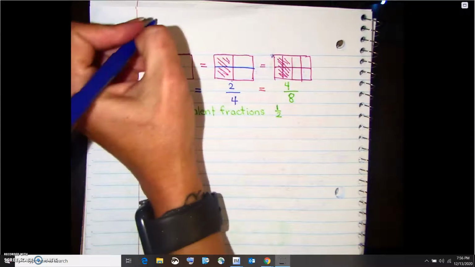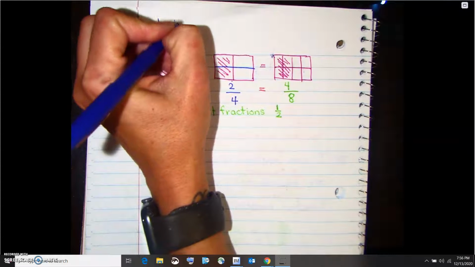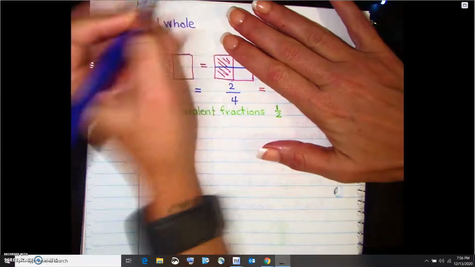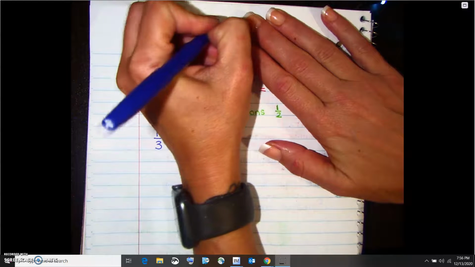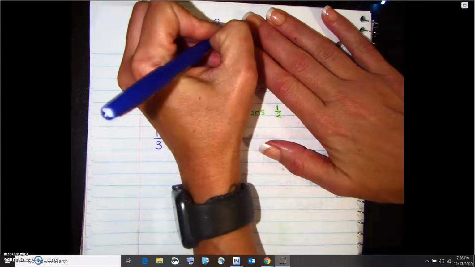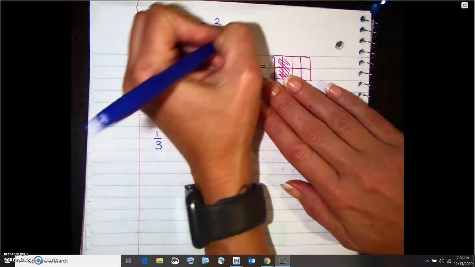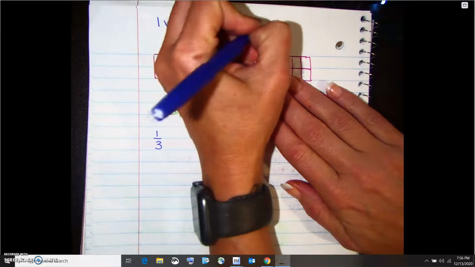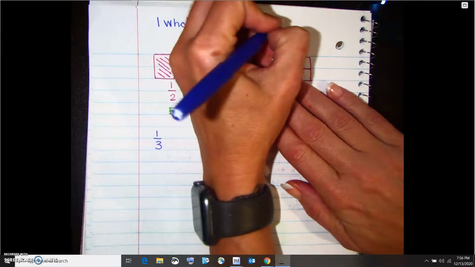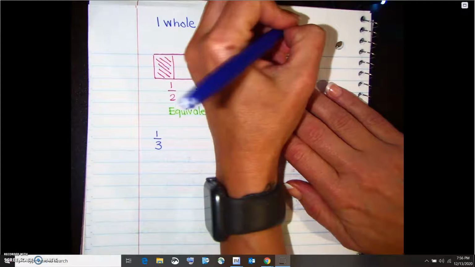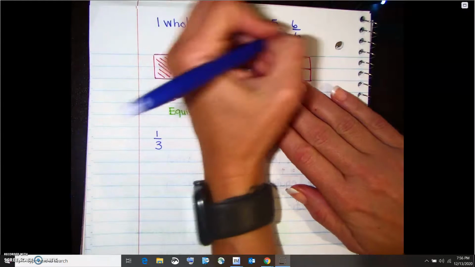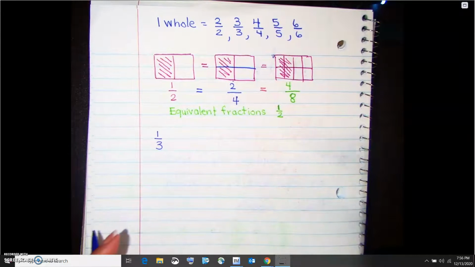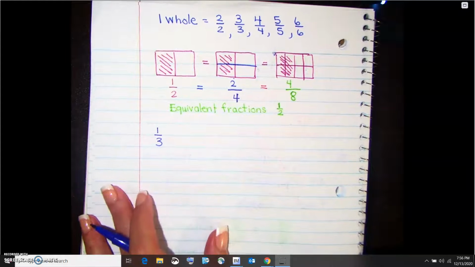So 1 whole can look like the numerator has to be the same and the denominator has to be the same. So 2/2, 3/3, 4/4, 5/5, 6/6. Okay, so that's all 1 whole. When the numerator is the same as the denominator, it's 1 whole.